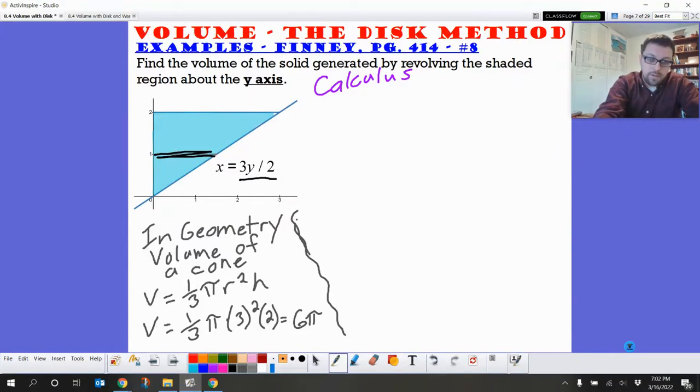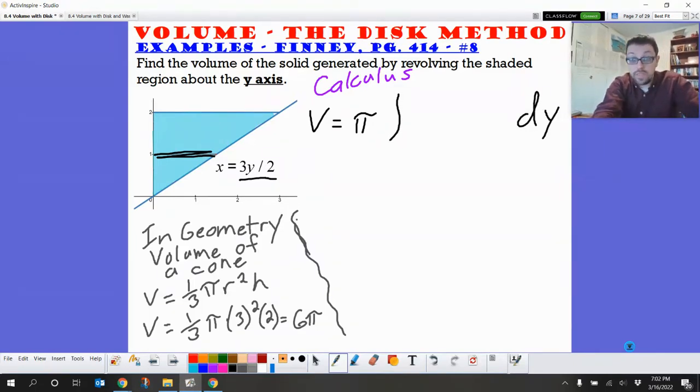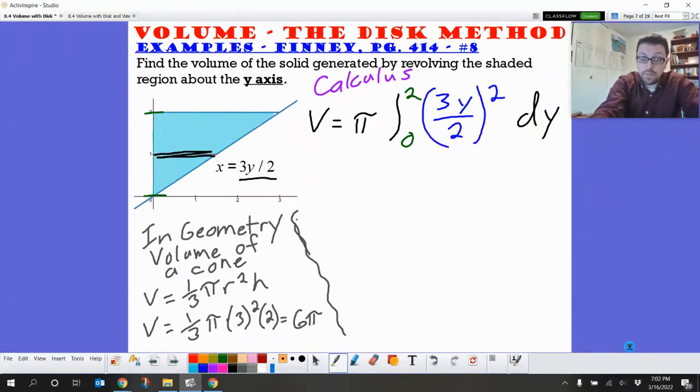So my volume is going to be pi and then an integral from the two values that I'm going from. And we're going to be finding our antiderivative with respect to y this time. So the two values that we're going between are 0 and 2 on our y-axis. And then our radius is that black line. So I'm going to do it in blue. So that's 3y over 2. But then we always want to square our radius. So then we'll square that thing right there.